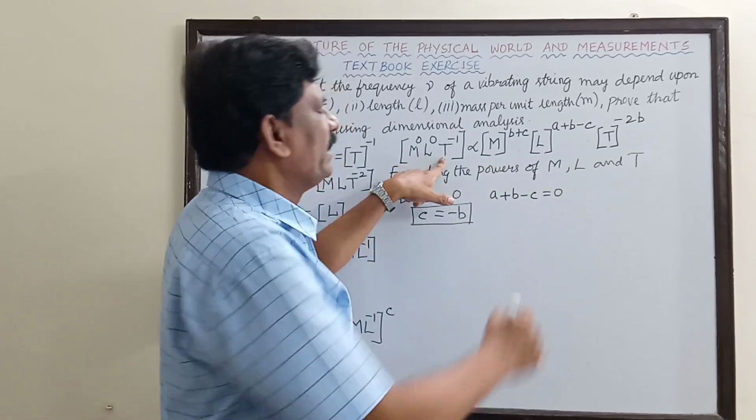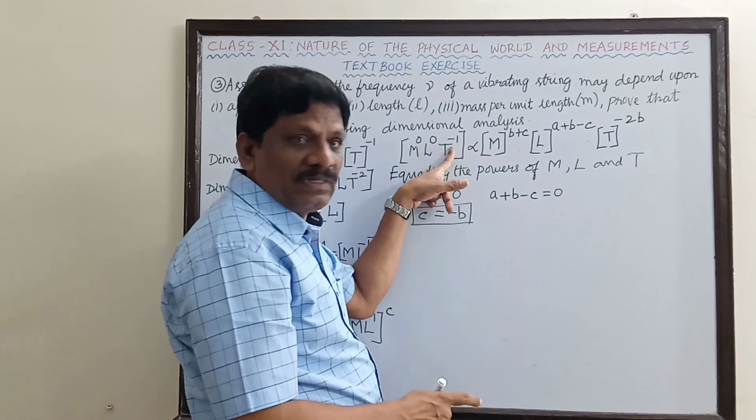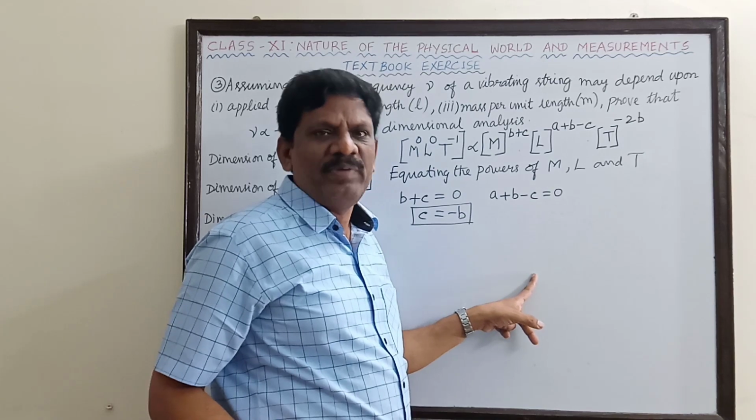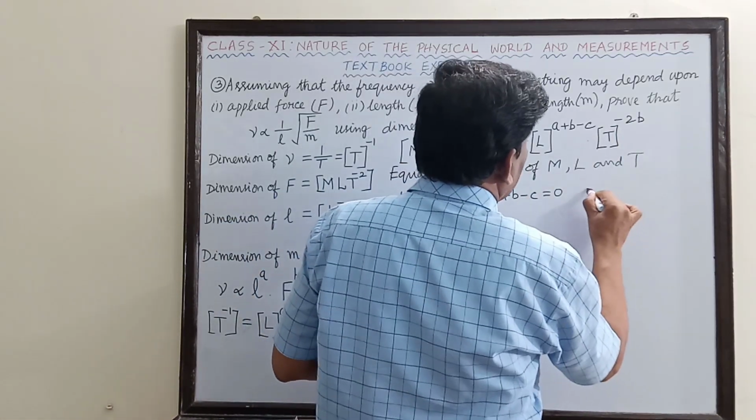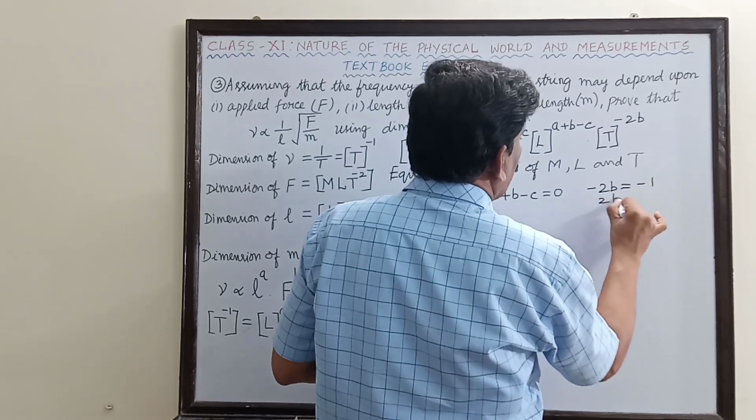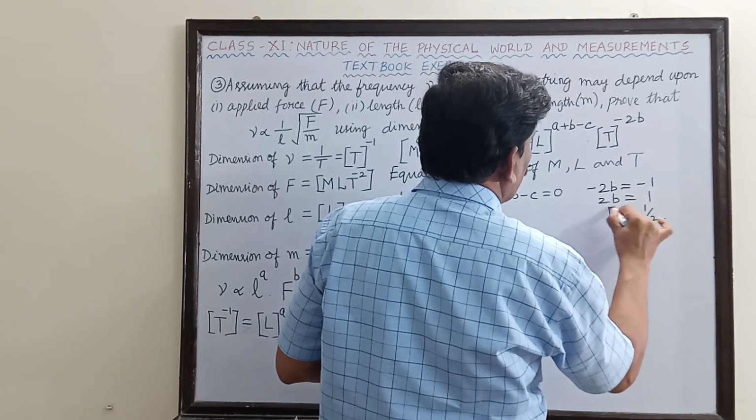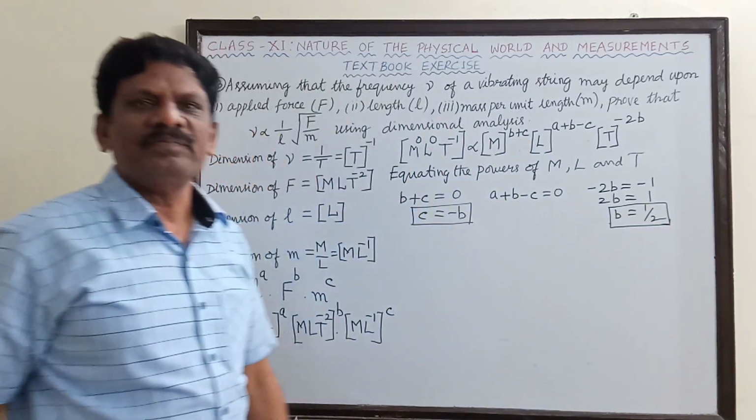Coming to the time factor, you see, here left hand side time is raised to the power minus 1. The right side time is raised to the power minus 2b. So equating the powers, I can write minus 2b is equal to minus 1. So 2b is equal to 1. So b is equal to 1 by 2.